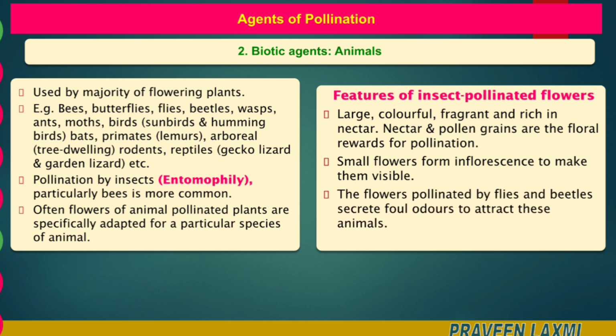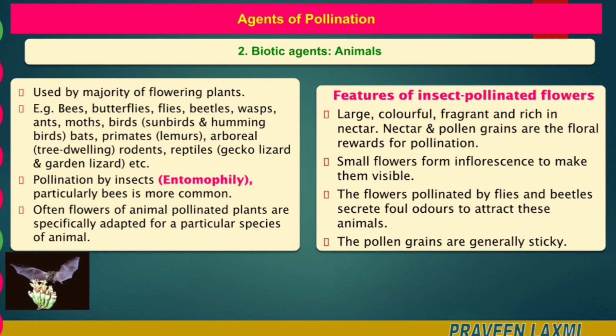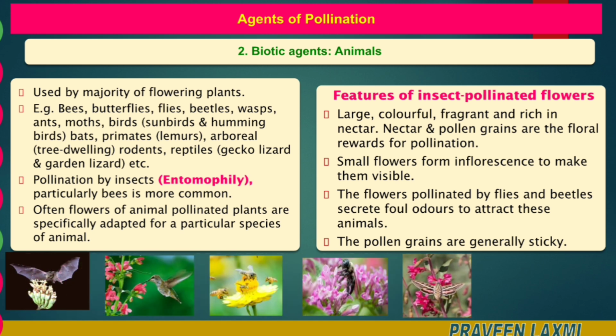Now, the flowers pollinated by flies and beetles secrete foul odors to attract these animals. Just now I told you that flowers produce a very good fragrance. In the same way, some flowers even produce foul odors to attract the animals. The pollen grains are generally sticky. So how should the pollen grain be? It should be sticky. So here are some examples that you can see of flowers undergoing animal pollination.